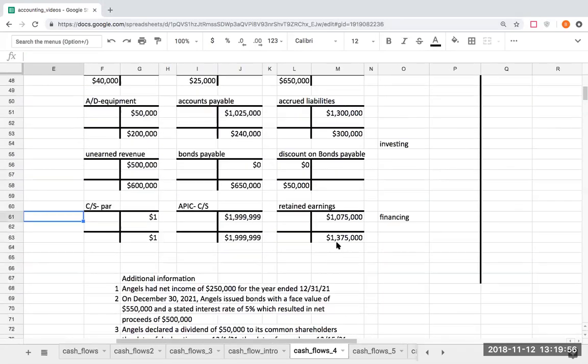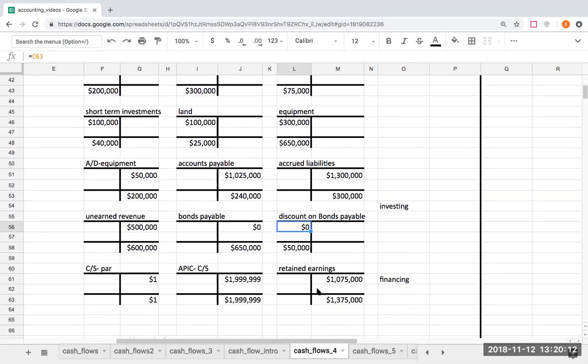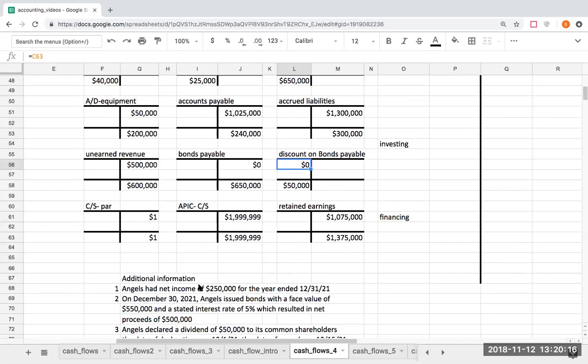So let's go ahead and take a look at this. My key focus here is going to be on all the various T accounts. Remember, accumulated depreciation on equipment is going to have a credit balance because it is a contra asset account. Discount on bonds payable has a debit balance because it is a contra liability account. And we're going to start right here with my additional information.